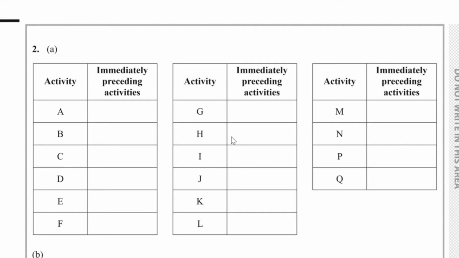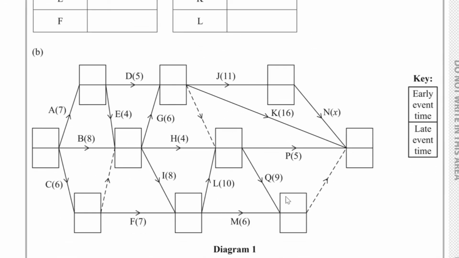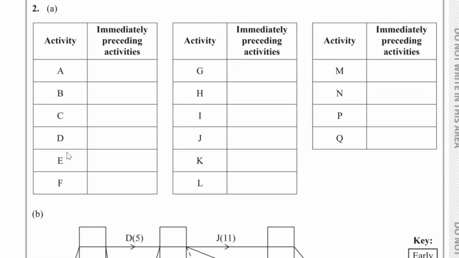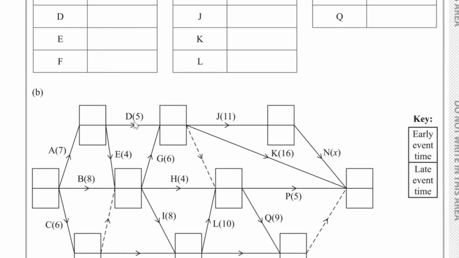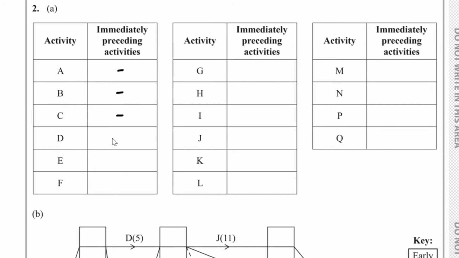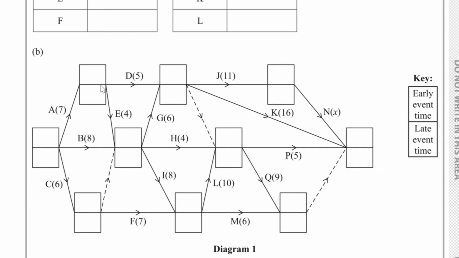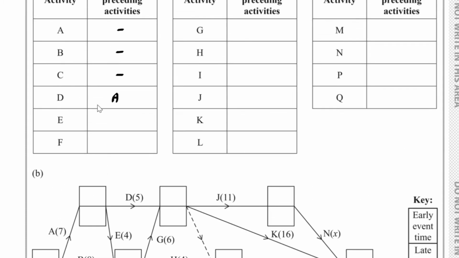Here we've got the precedence table. We've got activities A to Q, and let's just use diagram 1 to help us. Well, A, B and C rely on no other activities, so we can put a dash here for A, B and C. If we take a look at activity D, it depends on A only. So D depends on A, and if we take a look at activity E, it only depends on A. So E depends on A only.